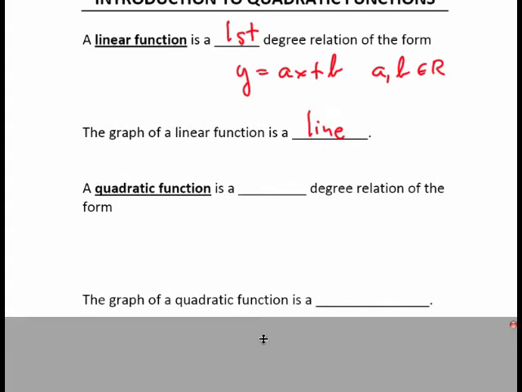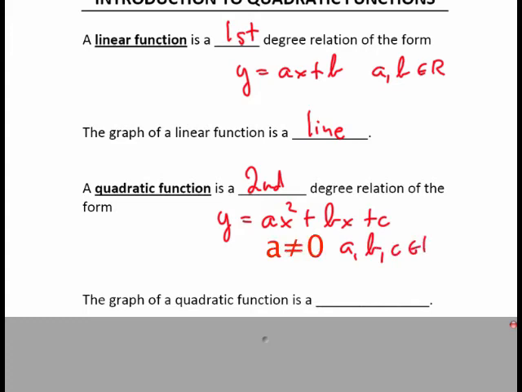So a quadratic function is a second degree relation, and it has its own shape as well, as we're going to see. And the general look of that type of function is ax squared, the power goes up by 1, plus bx plus c, where a, b, and c are real numbers. And a can't be 0, by the way, otherwise this would reduce to a linear function.